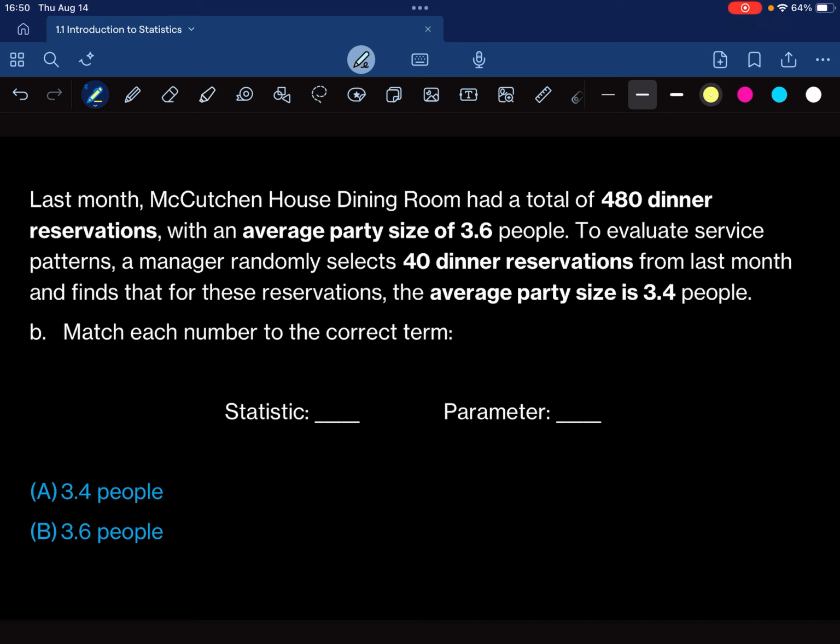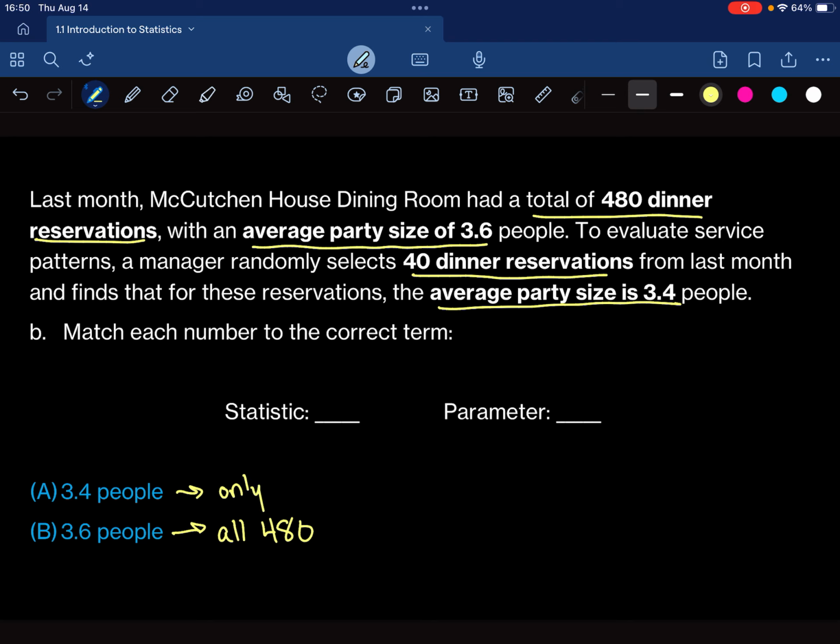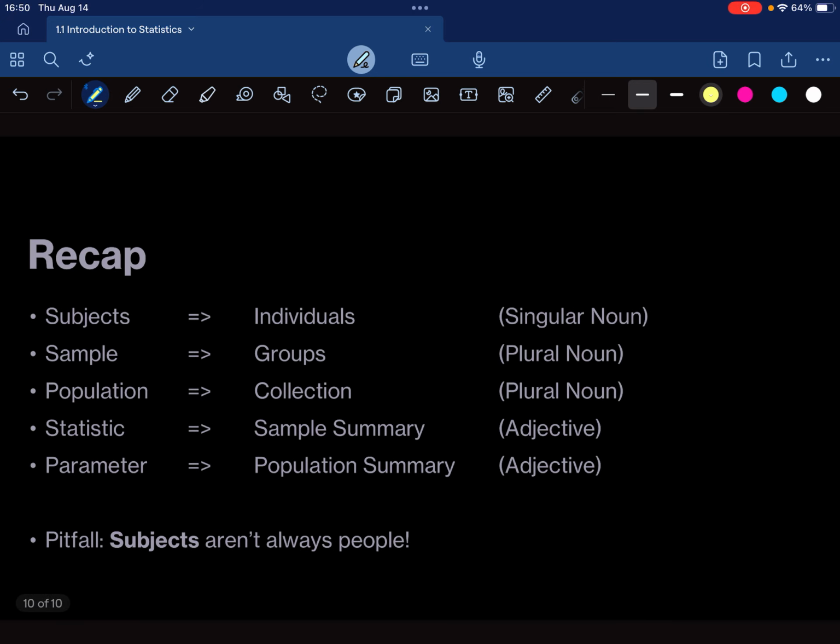Well, in this case, they looked at all 480 dinner reservations and found the average party size of 3.6. So this goes with all 480 reservations. And the 40 dinner reservations goes with the 3.4. So this is only the 40 reservations. So in this case, the statistic is A, the 3.4, because that's going to match up with our sample. And the 3.6 is going to be our parameter because it goes with our population, which is all of those dinner reservations. Now, that being said, let's go ahead and quickly recap.